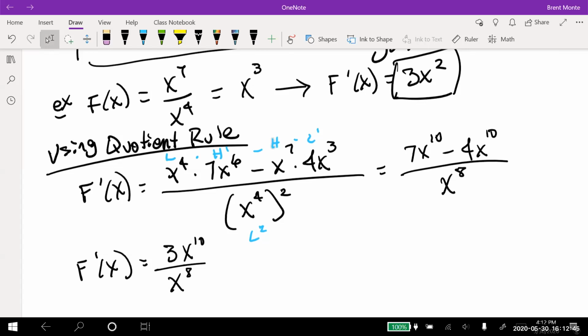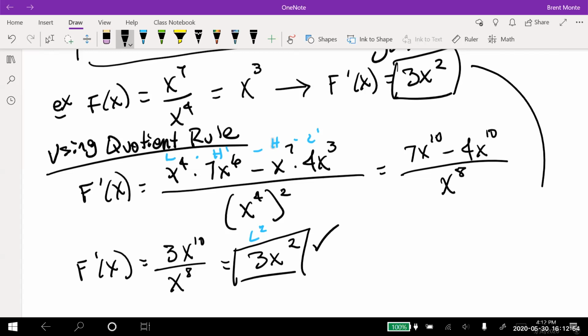And now I subtract the exponents. The 10 minus 8 is 2. I get 3x squared. And notice, check. It's exactly what I had there. So this crazy rule, even though it looks insane, actually works. All right, so there's the quotient rule. We'll do a few more of those, kind of get our feet under us a little bit there.